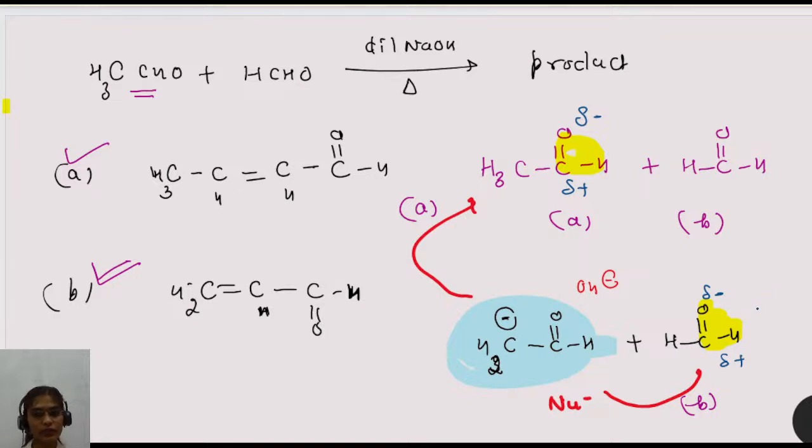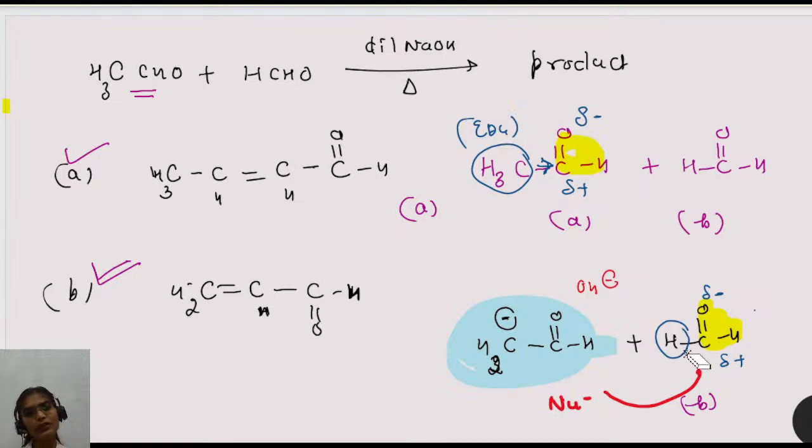So B is the better electrophile. Why? Because only hydrogen is connected. But here the CH3 is a better electron donating group, so this carbon is not that electron deficient. So the nucleophile says, no, I can't go there, better to go with formaldehyde. So this is how it is going to attack, and what we end up with is H double bond, and this is a CH.